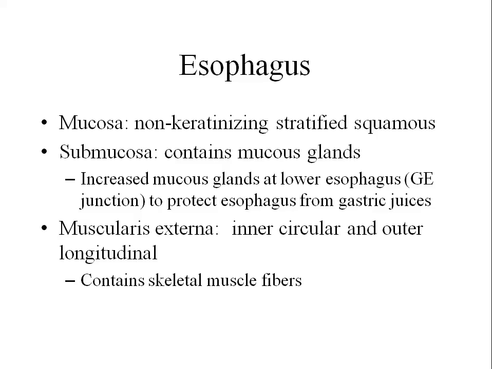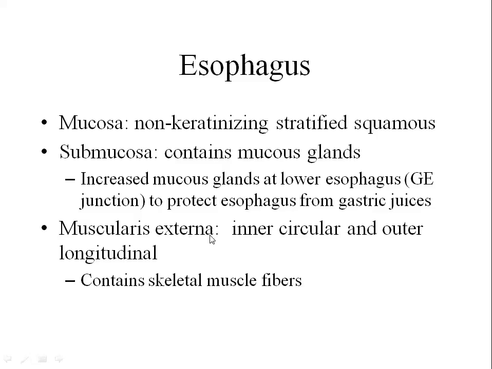The stomach contains a lot of hydrochloric acid. If that stomach secretion accidentally enters the esophagus at the junction, that portion could get eroded, where large holes will be developed in the lining of the esophagus. So to protect the internal lining of the esophagus from the gastric juice, these mucus glands are increased at the lower portion of the esophagus where it joins with the stomach.